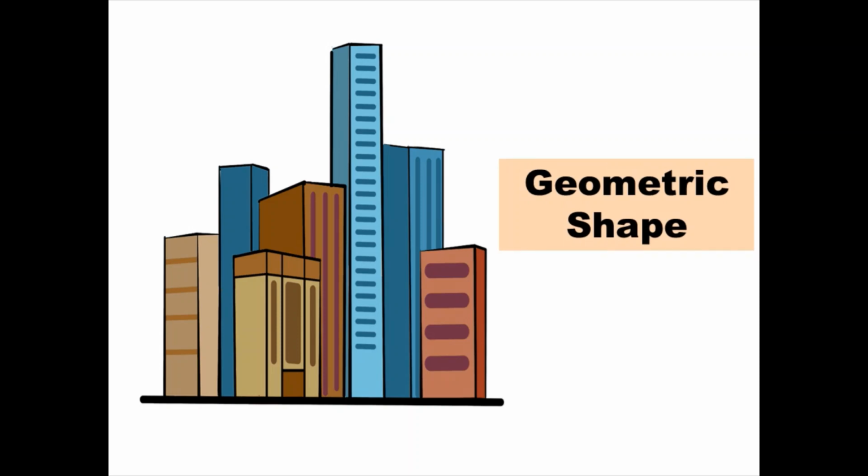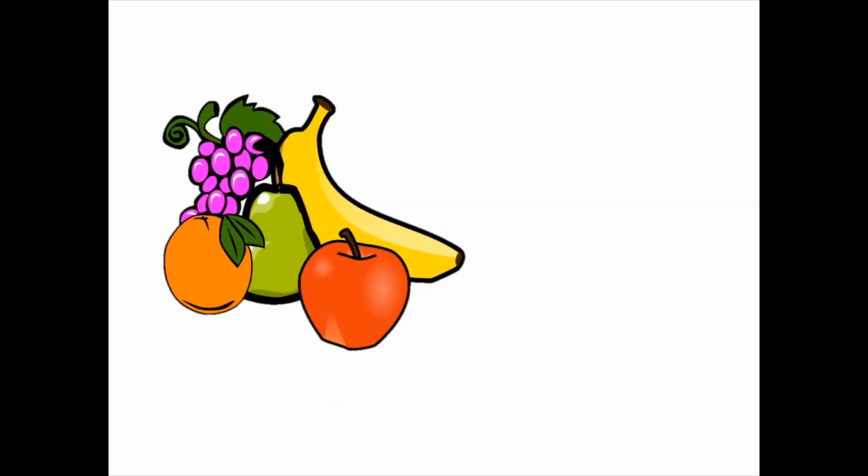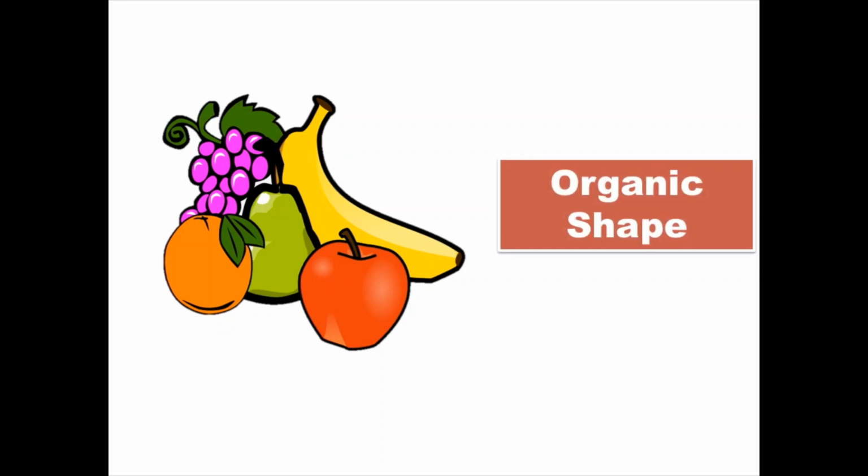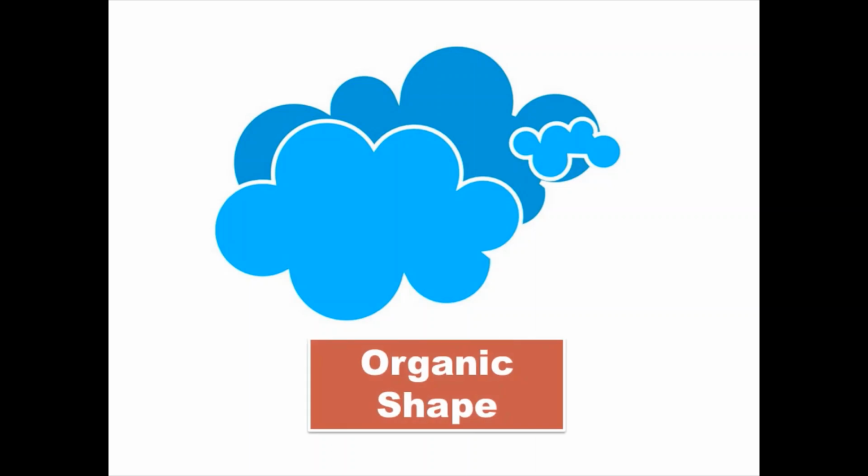Good job! So the picture is made of geometric shape. Let's have the second one. How about the fruits on the screen? Let's check the answer. Very good! The answer is organic shape. How about the clouds? What kind of shapes are the clouds made of? Very good! The clouds are made of organic shapes.